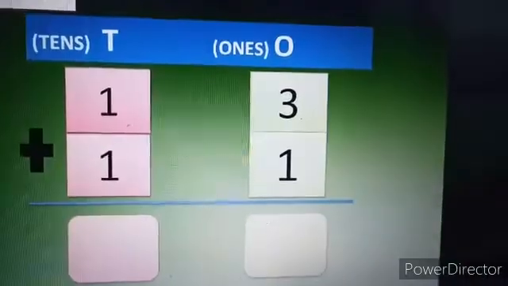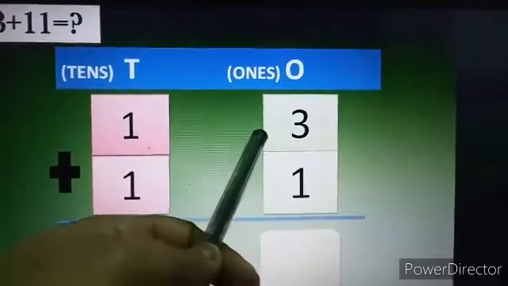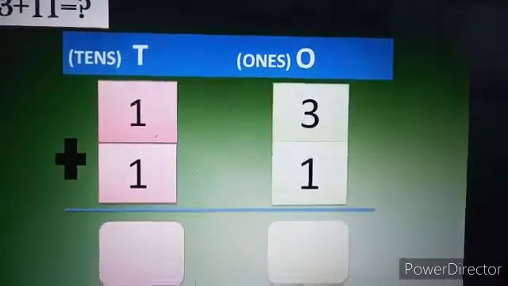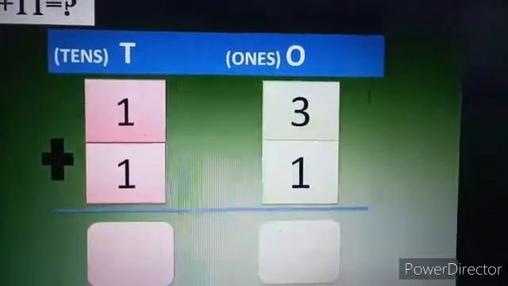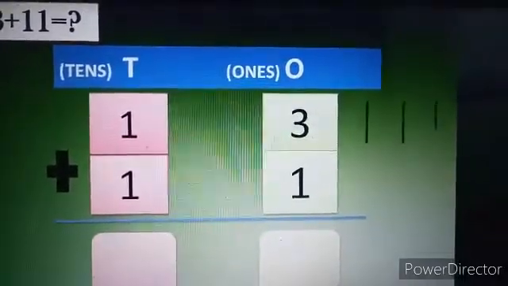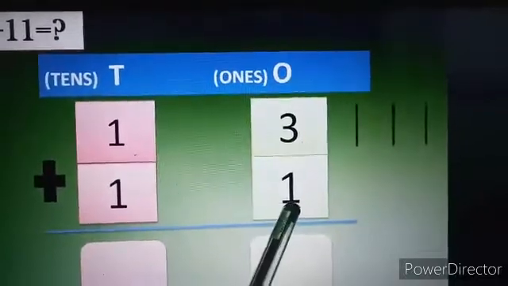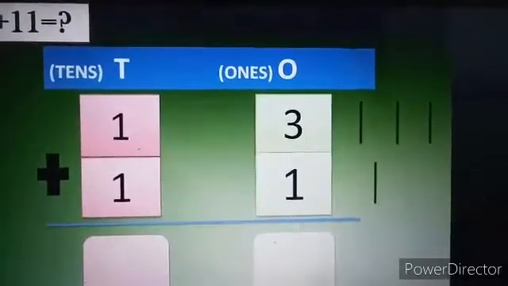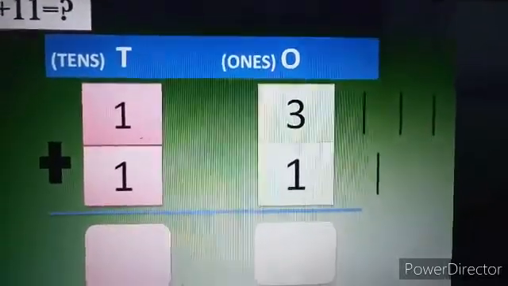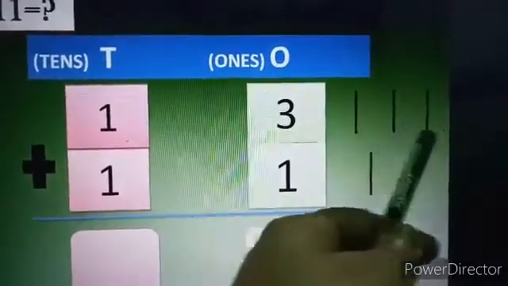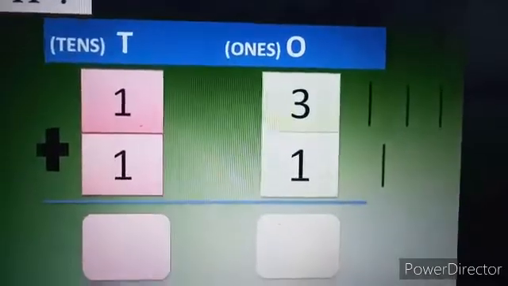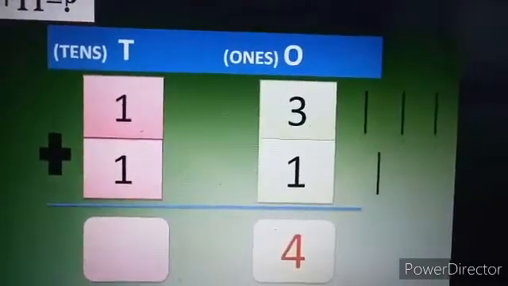Understood? So here first we will calculate 3 plus 1. First number it is 3. Let's draw 3 lines, 1, 2 and 3. After 3, which number is there? 1. So let's draw one line only. Okay, now calculate all together, 1, 2, 3 and 4. So your answer will be 4.